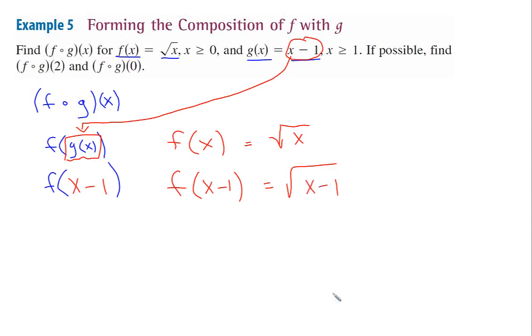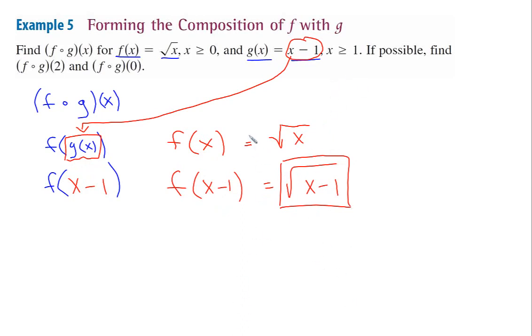Square root of x minus 1. Okay? And then this is your answer right here. So f composed with g of x, this is your answer right here. Okay, so this is our answer right now. Now let's find the domain.